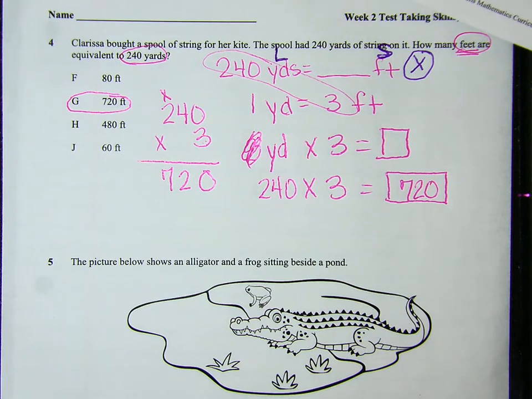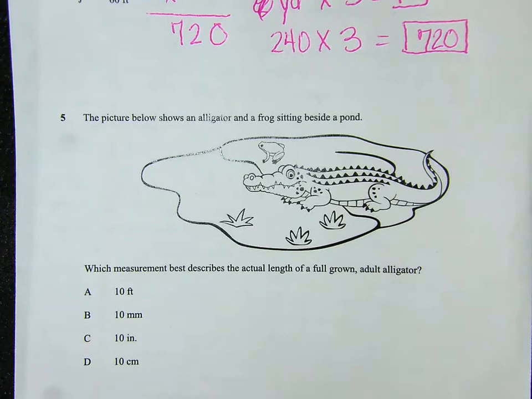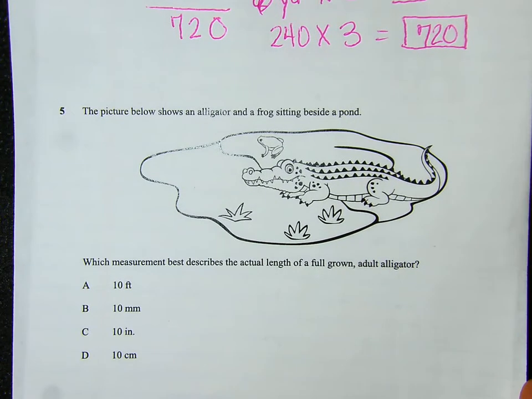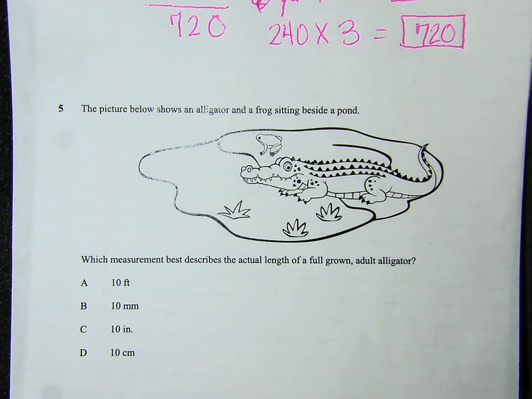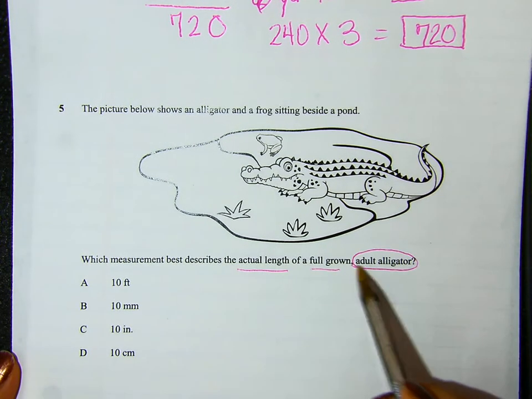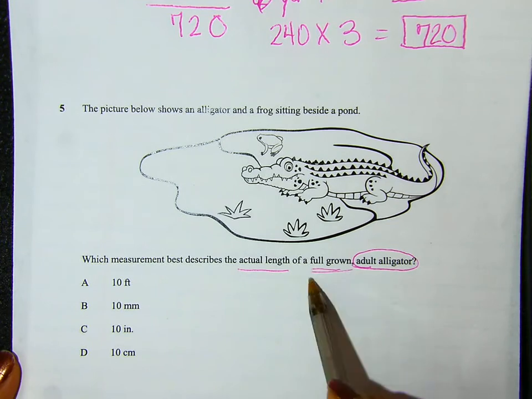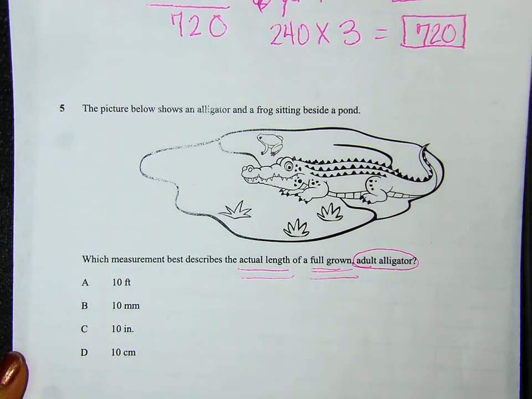Number 5. On number 5, it is an alligator picture. The picture below shows an alligator and a frog sitting beside a pond. Which measurement best describes the actual length of a full-grown adult alligator? Guys, a full-grown and actual length. They want to know the actual length.